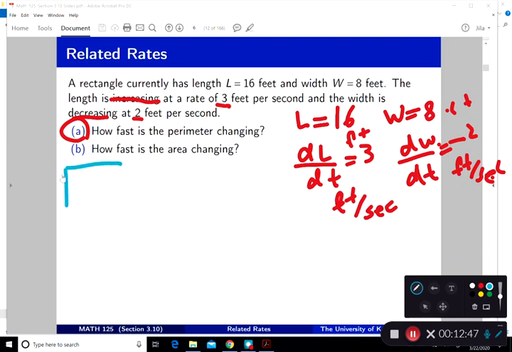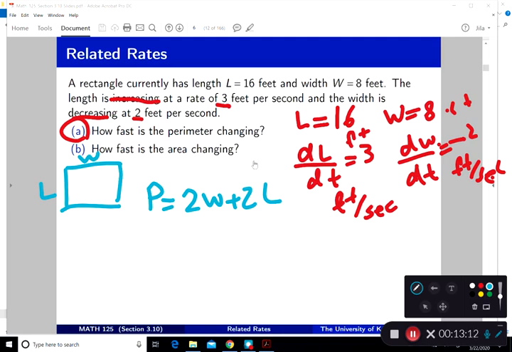Let's draw this. Length, width. And so the perimeter is going to be equal to 2W plus 2L. Now, that's the first step. We connected, well, that's the step where we connect the variables together. Now we have to take the derivative of both sides.